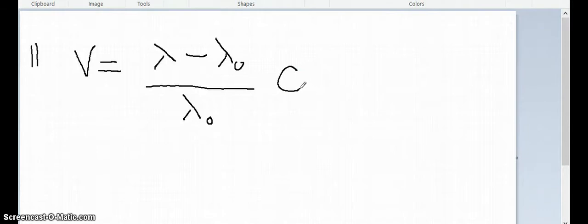All right, so let me write that. Lambda naught is the lab wavelength.